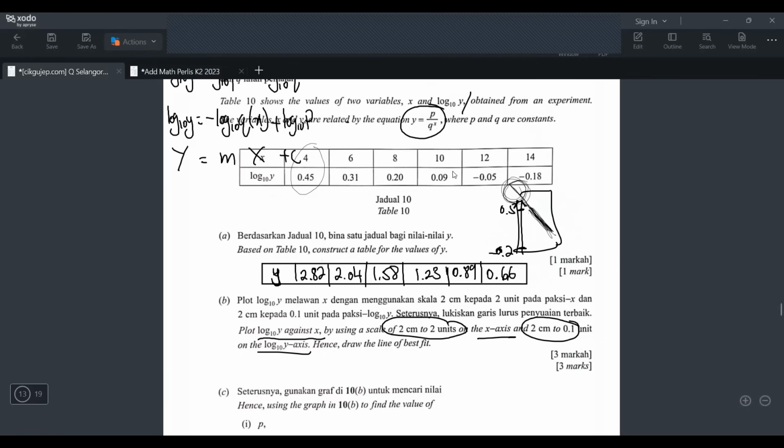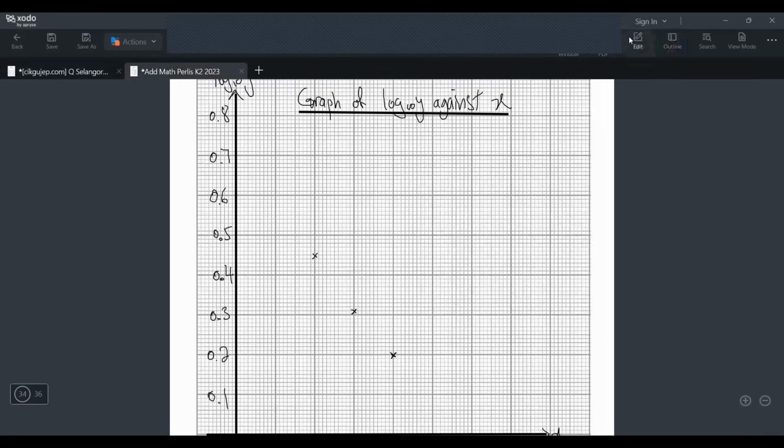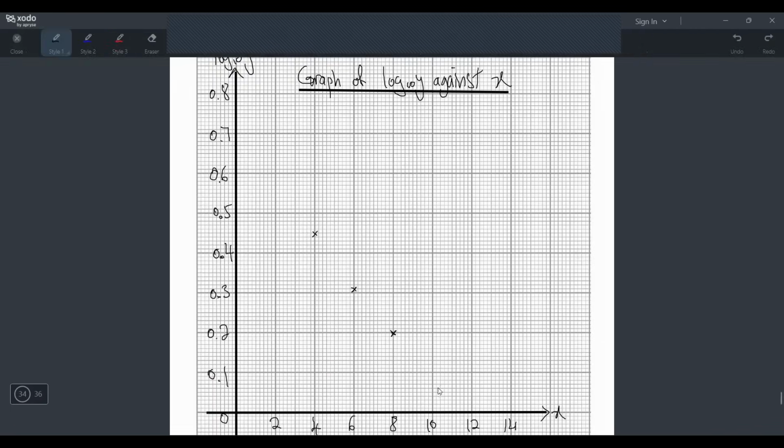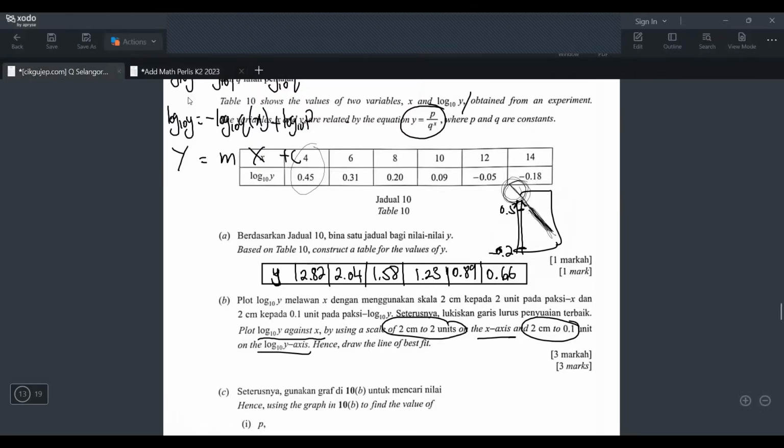Next one says 10, 0.09. Let's go. 10 is here. 0.09 will be 0.1 go down one small box. Okay, go down, because when you go down one, you have to minus 0.01. It means you get 0.09. 0.1 minus 0.01, yeah, 0.09. Okay, next point. What is the next point? Let's go back. So 10, 0.09. Next one is 12, negative 0.05.